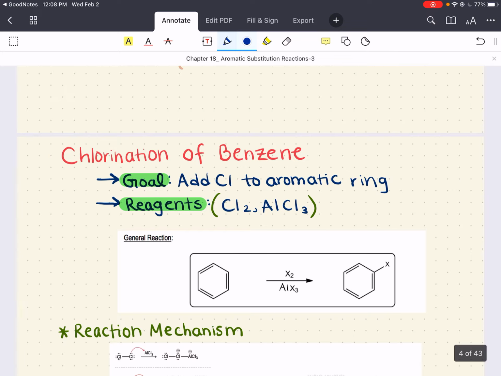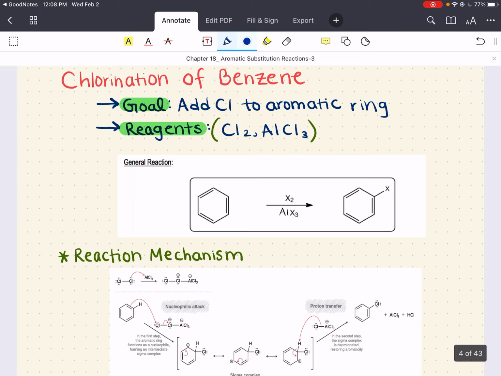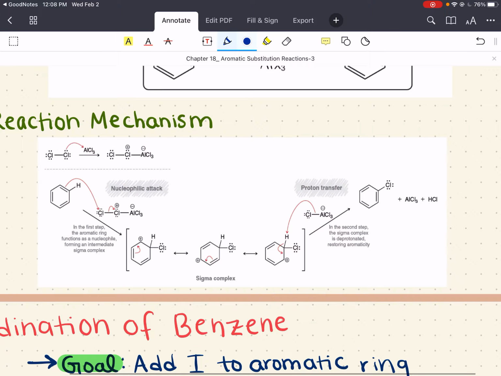Now, like with bromination of benzene, we can also see chlorination of benzene, where our goal is to add chlorine to the aromatic ring. All right, the reagents that we can use to do this are listed here. All right, and the reaction mechanism is actually very similar to bromine. The main difference is, of course, our catalyst complex here. Our catalyst complex for adding chlorine to the benzene ring looks like this, as opposed to the complex for bromine, which was a little different.